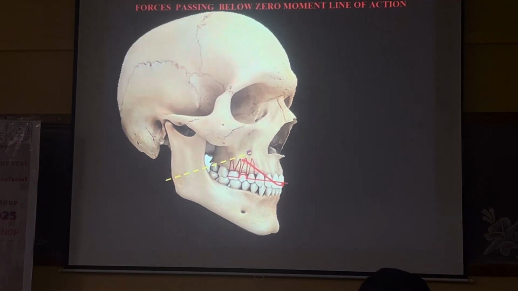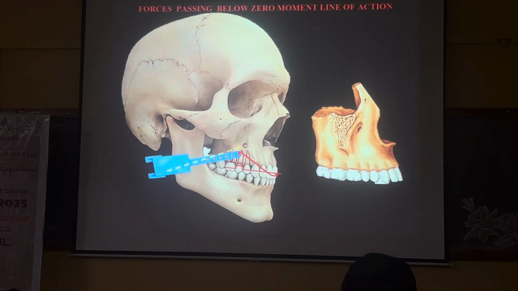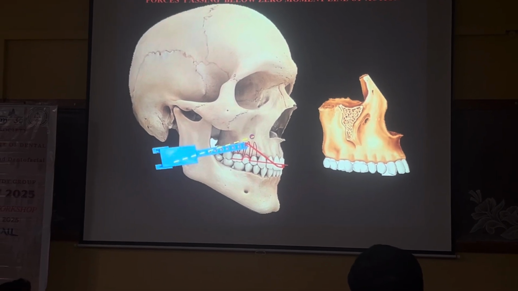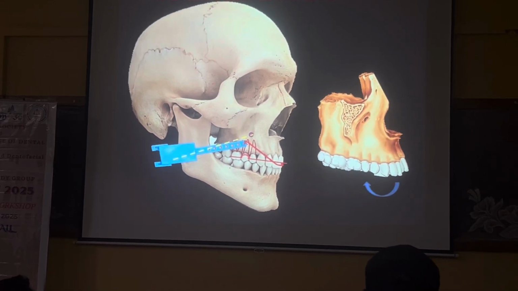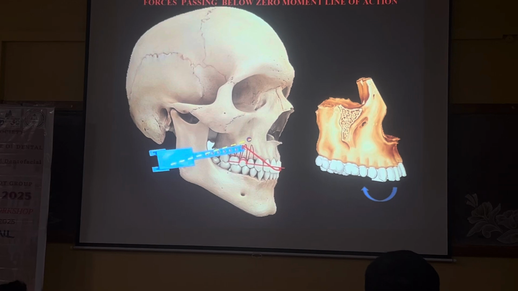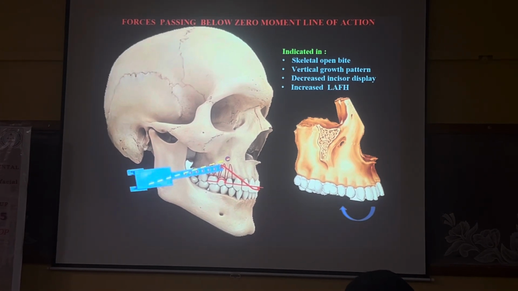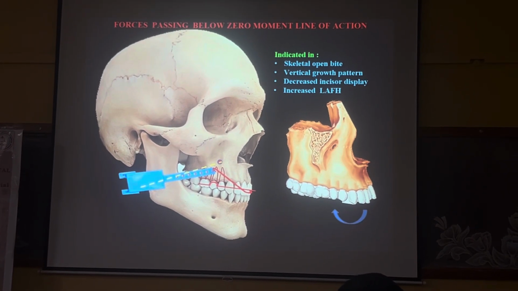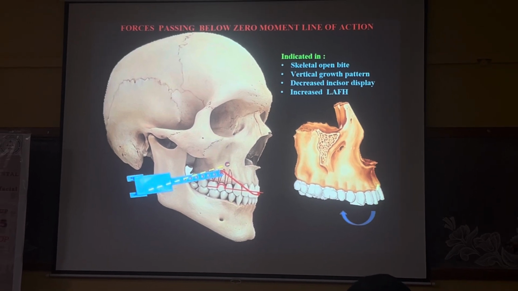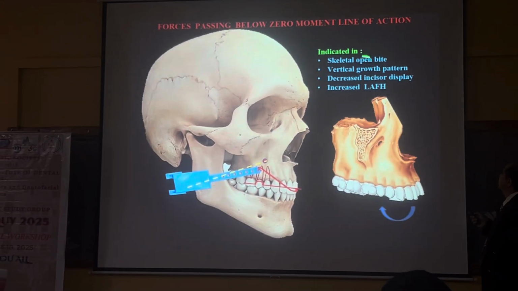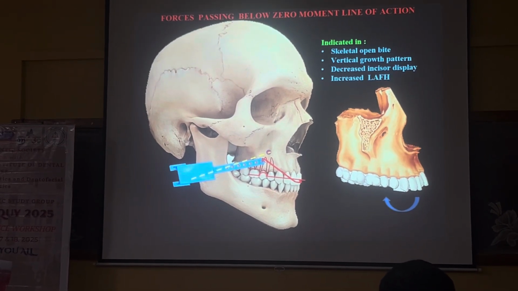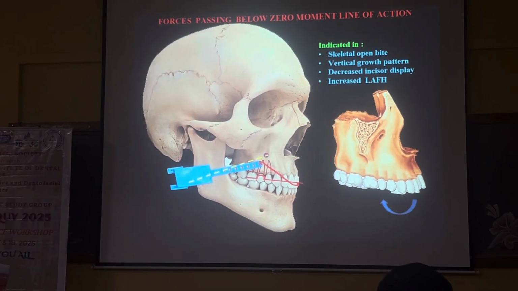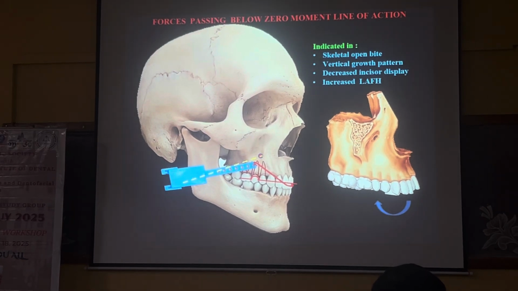You have decreased low anterior facial height, that means you are going to extrude the posteriors. Now, cervical pull headgear, forces passing below the center of resistance. So what moment are you going to get? Clockwise. Okay, good. You have understood now. The indications are the same: skeletal open bite. Why? Because this is extruding, this is intruding. Vertical growth pattern, decreased incisor display, increased low anterior facial height.